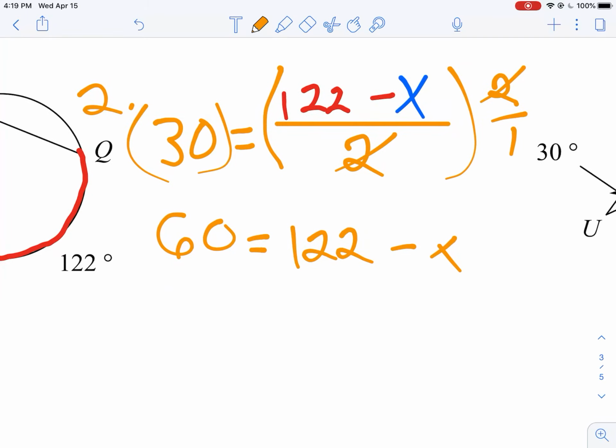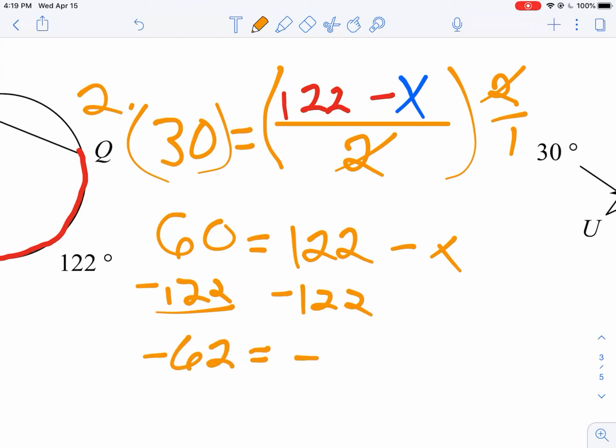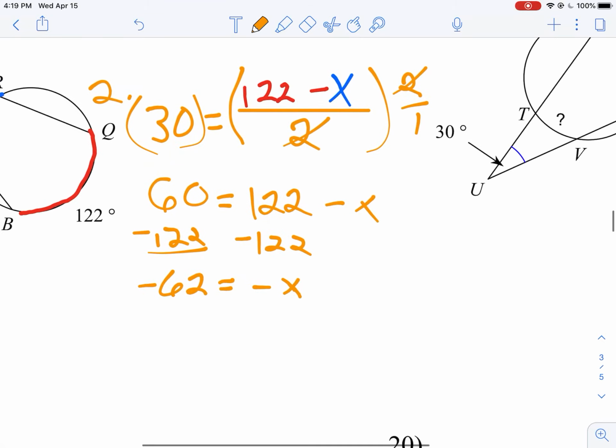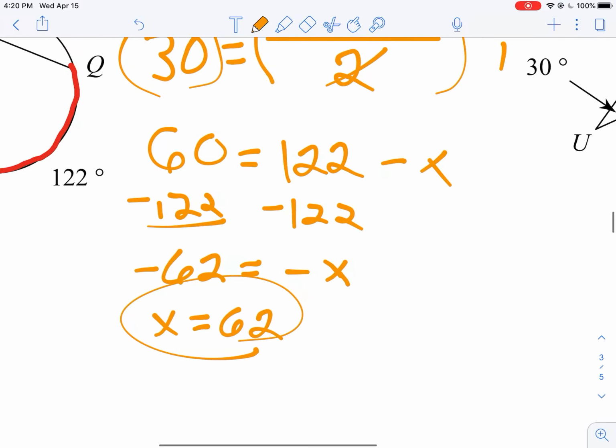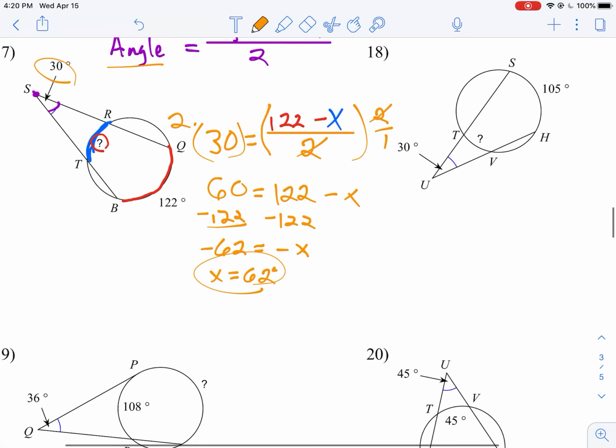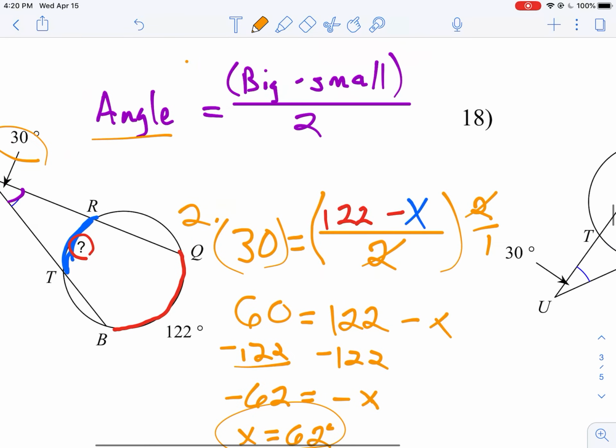And now from here, it's solving for x. So I'm going to subtract 122 from both sides. I believe that's negative 62, but let's just be certain. 60 minus 122 is indeed negative 62 equals negative x. My last step is to divide both sides by negative 1. So x is 62 degrees. Okay, so that's one way to do it. Now the x can be in two different places. Here, it was big arc minus small arc, where the small arc was the x.